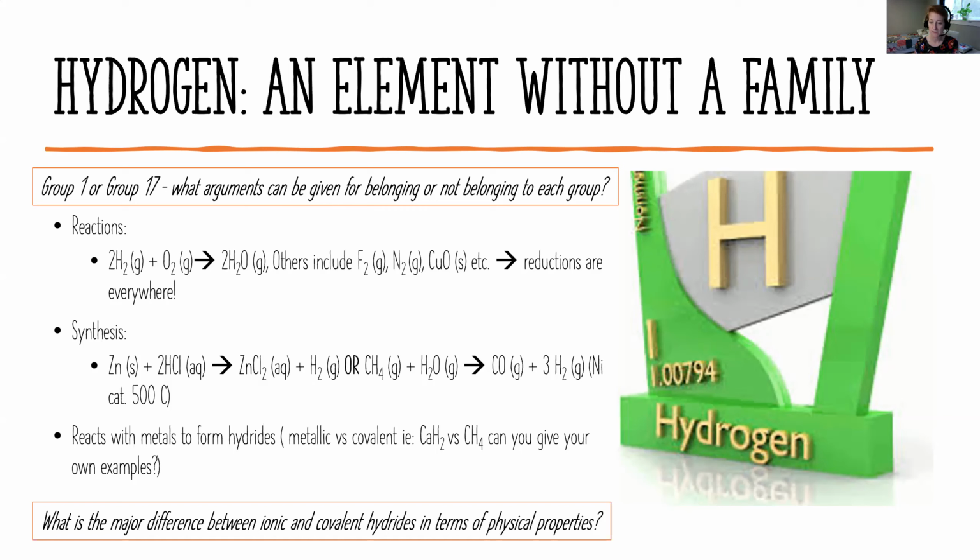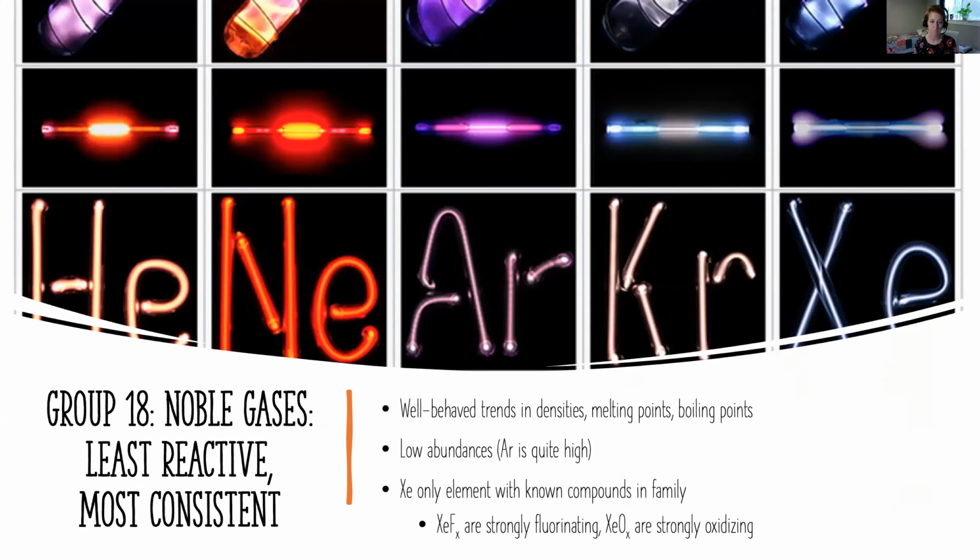And so if it's small, it's already going to be a gas. If it's larger, it's going to have larger intermolecular forces, and so it's going to have a higher boiling point as you go down in terms of increasing molecular weight. So the physical properties of covalent hydrides are that they tend to be gases, whereas ionic hydrides tend to be solids. Let's talk about group 18.